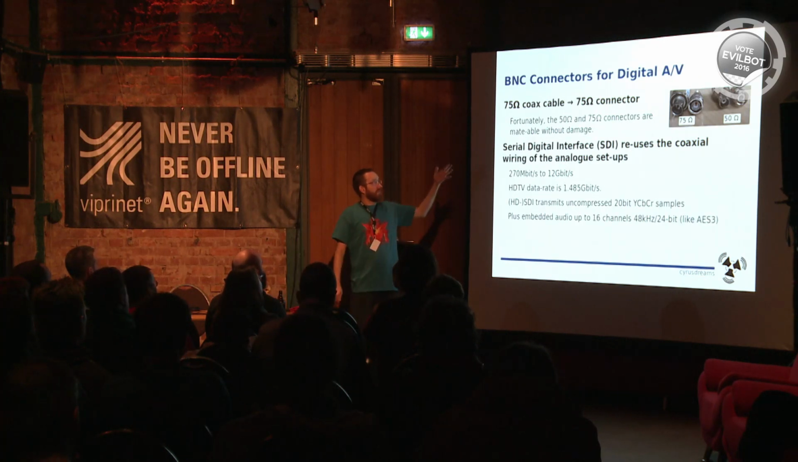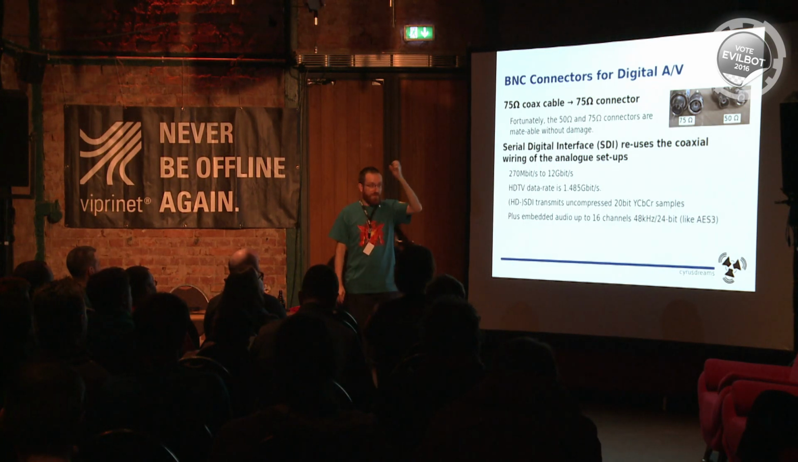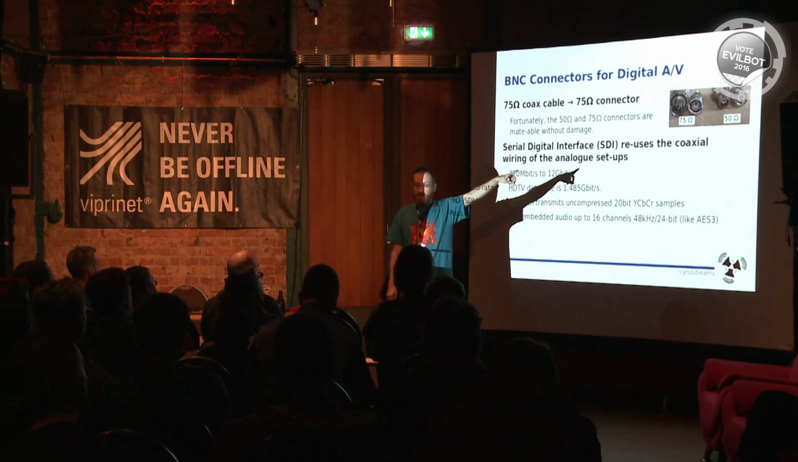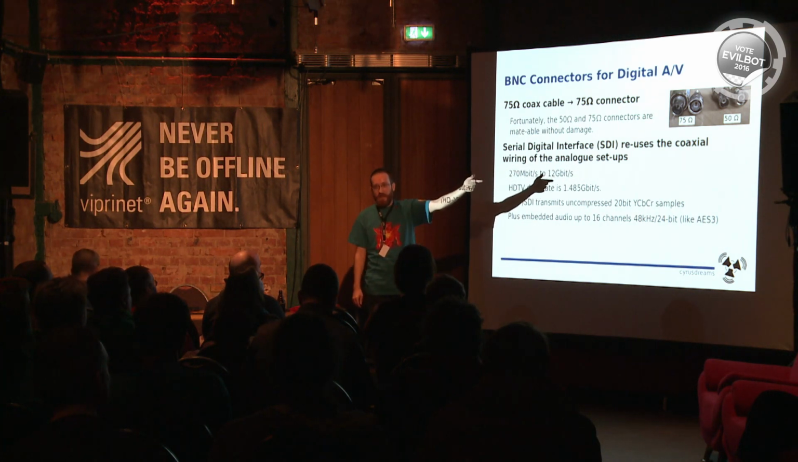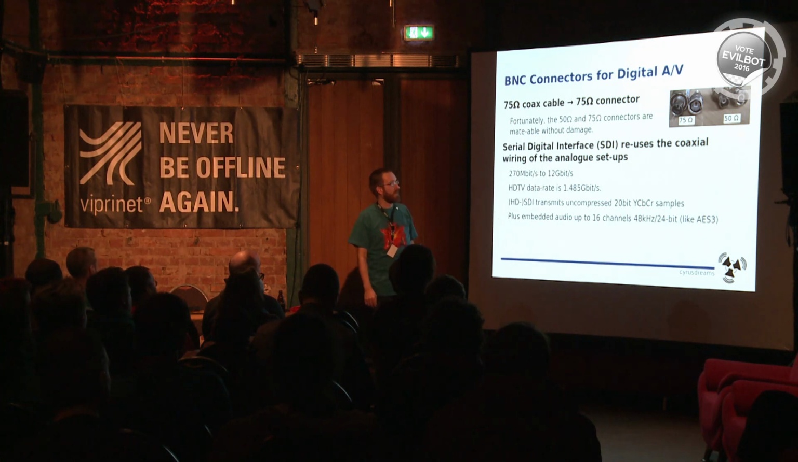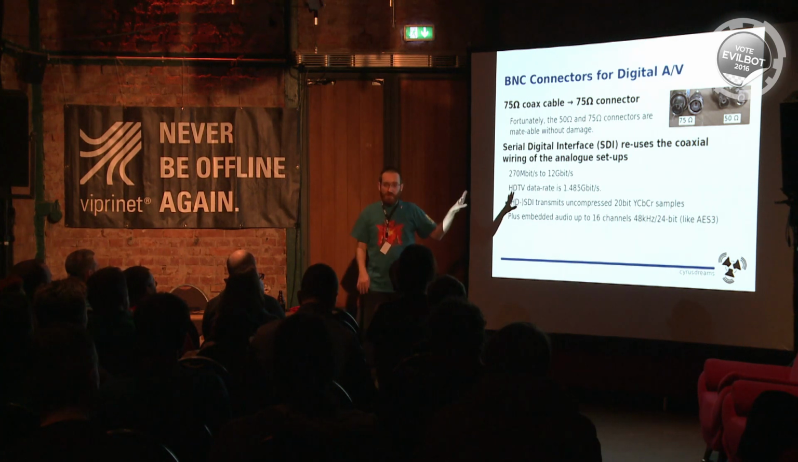If you have a 75 ohm coaxial cable, you need a 75 ohm connector. The trick is there are 2 connectors there. You have a 50 ohm variant, and you see that with a plastic inside. This will reduce the impedance down to 50 ohms and help you with power transfer. And you have the 75 ohm variant. Luckily, those 2 can mate without damaging.